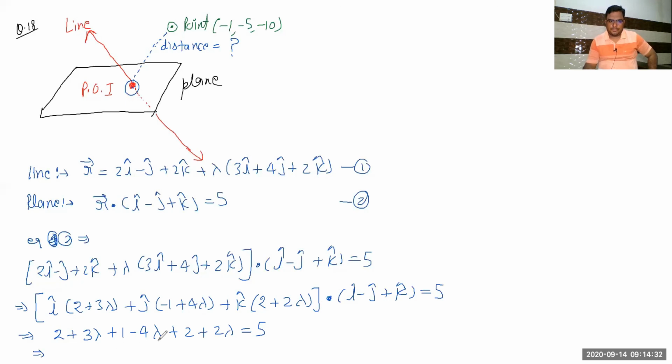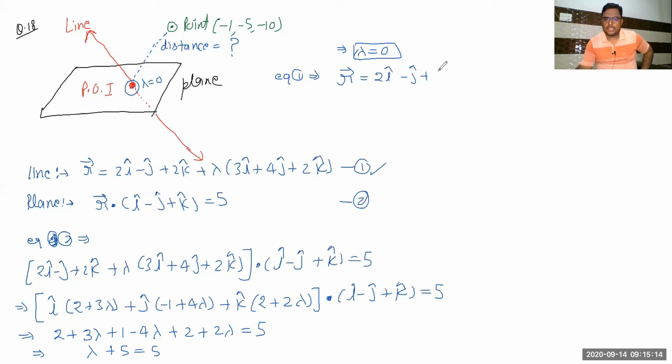Let us simplify it. 3 lambda and 2 lambda, 5 lambda, 5 lambda minus 4 lambda, lambda. 2, 3 and 2, 5, equal to 5. This implies that lambda is becoming 0. So it means at the point of intersection, the value of lambda is becoming 0. Now, I will put this value of lambda into equation number 1 because in equation 2 lambda is not there. So we will put this value of lambda into equation number 1 and we will get the point of intersection. So equation 1 implies that r vector is equal to 2i minus j plus 2k.